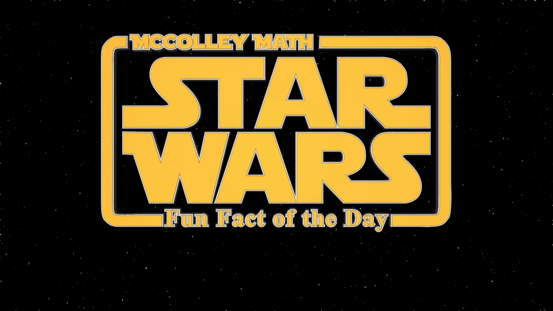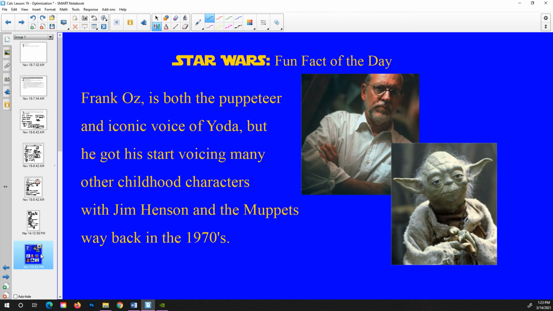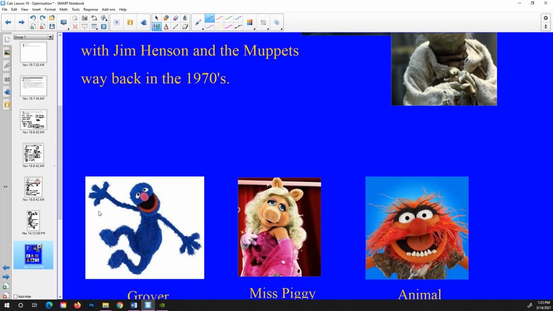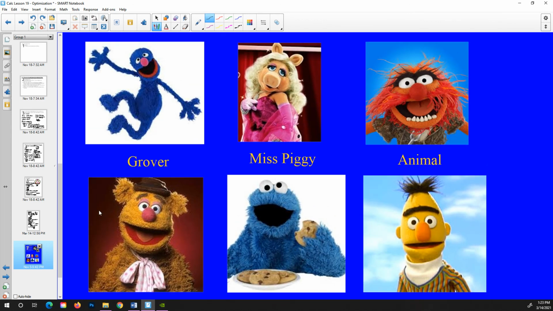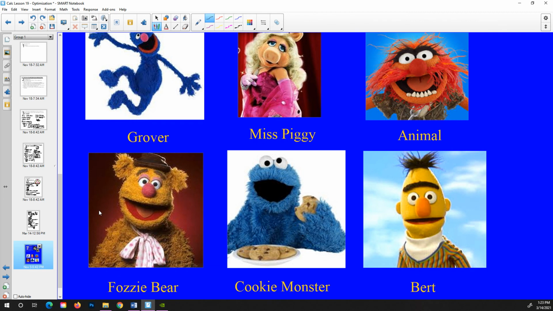So, the Star Wars fun fact of the day. Frank Oz is both a puppeteer and iconic voice of Yoda, but he got his start voicing many other childhood characters with Jim Henson and the Muppets way back in the 1970s, back when old Mr. McCulley was born. And some of his other fan favorites were Grover, Miss Piggy, Animal, Fozzie the Bear, Cookie Monster, and Bert from Bert and Ernie fame.